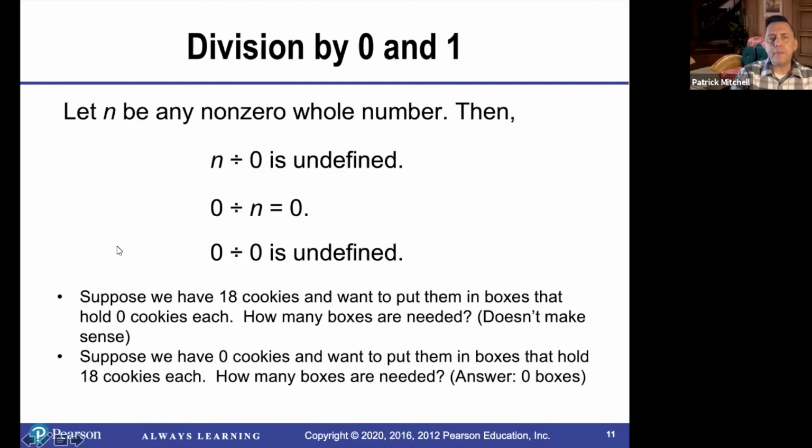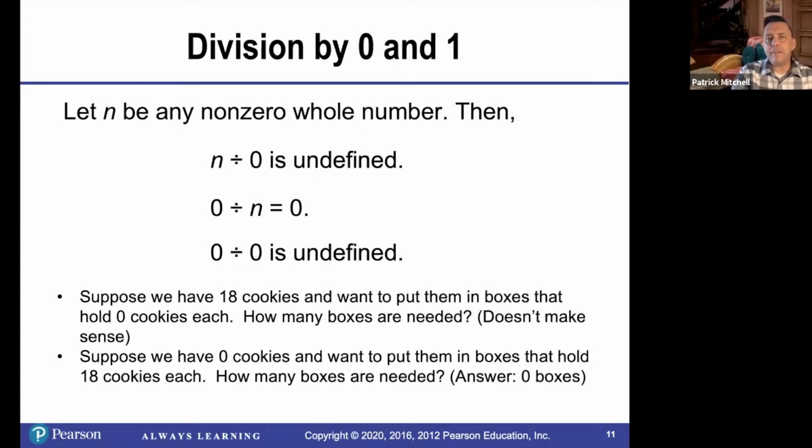On the other hand, suppose we have 0 cookies, like I have right now. Kind of wish I had some. Suppose we have 0 cookies and want to put them in boxes that hold 18 cookies each. How many boxes are needed? Well, 0 boxes, because I don't have any cookies, so I don't need any boxes.